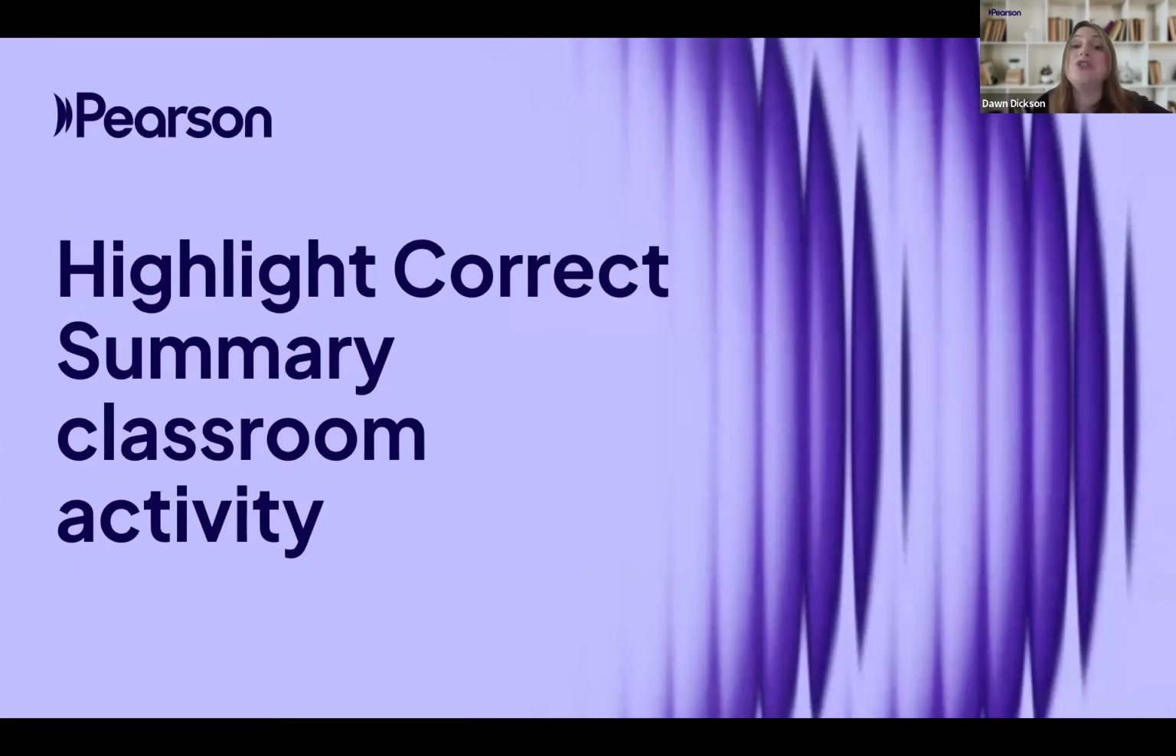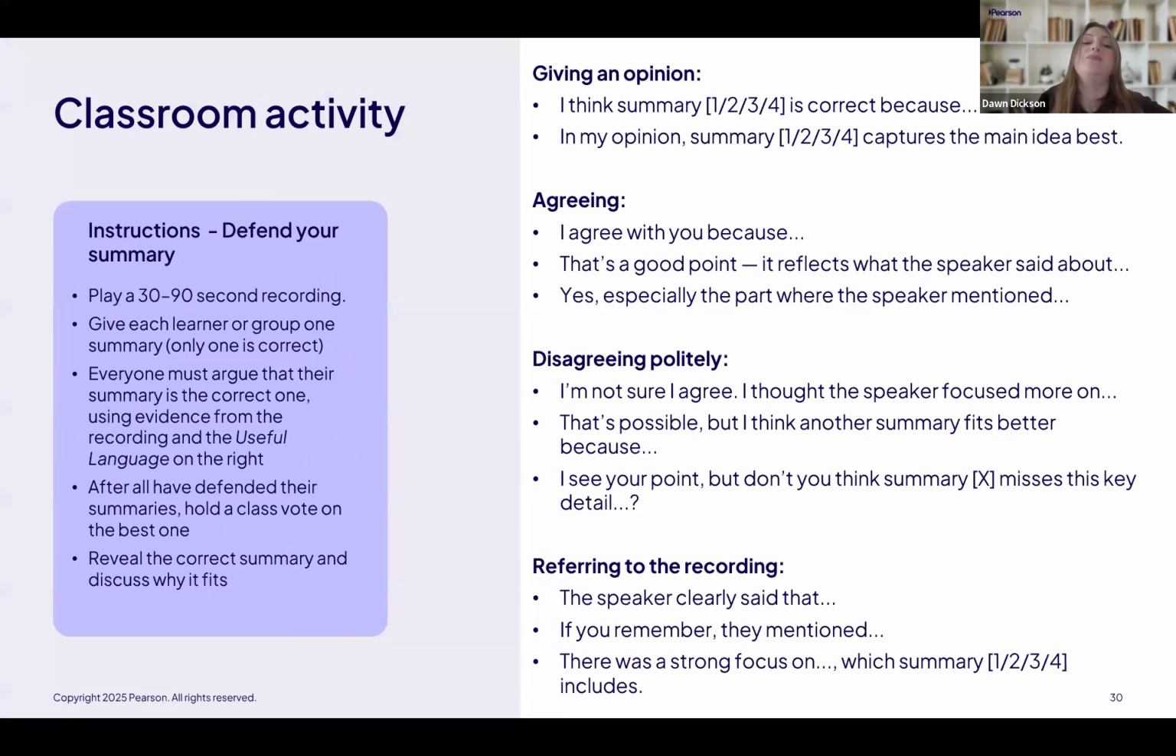Okay, moving on to a classroom activity for this question type. I think this is a really nice one. You can see here, it's defend your summary. Just to go through the instructions with you, I'll go through these slowly. You would play a 30 to 90 second recording for the students, again reflecting what they would be exposed to in the actual exam.